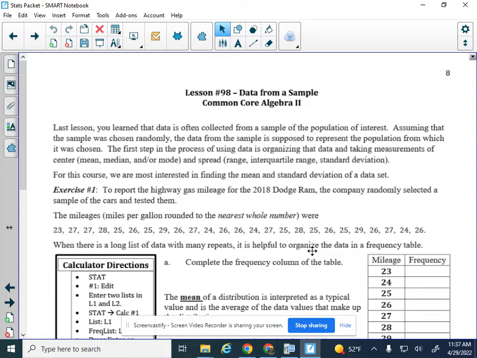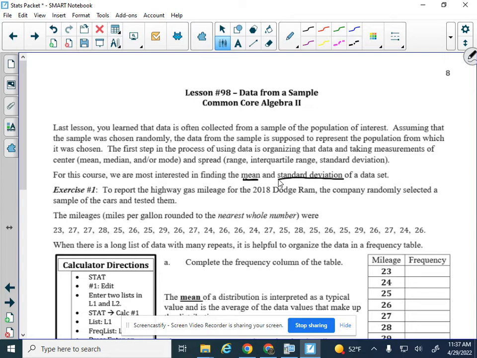The first step in the process of using data is organizing that data and making measurements of center, which are mean, median, or mode, and spread, range, interquartile range, and standard deviation. For this course, we are most interested in just finding the mean or average and the standard deviation of the data set. The calculator will take care of most of that for us, and then we'll just be processing the data.